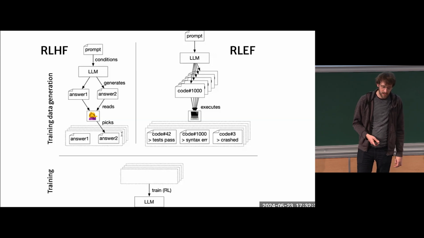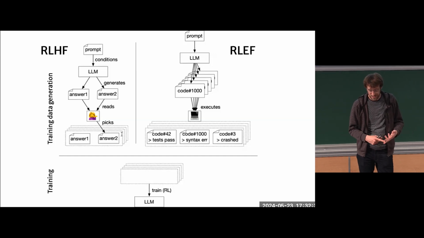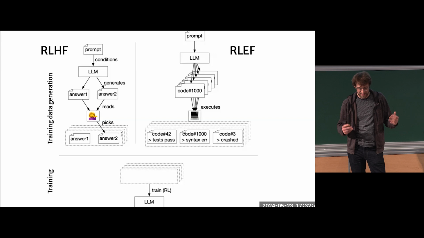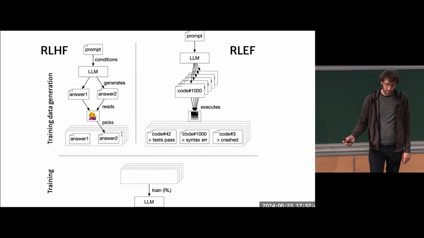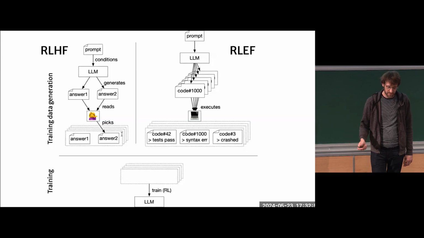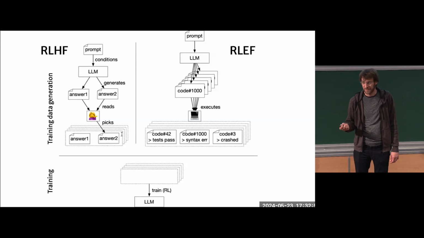you execute them, and then you have some feedback. Either you have some seg fault, some crash, some syntax error, some tests that don't pass, and you use everything you have in your feedback to score your solutions and to fine-tune the model further on the ones that actually do pass, or you can even train a reward model to say this is better than this other thing.